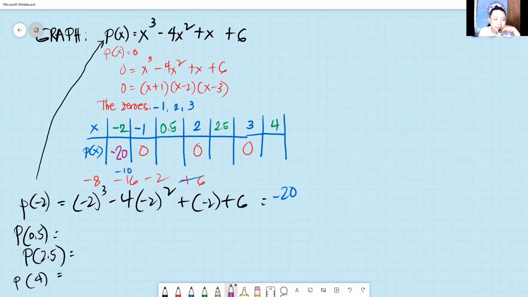Good. Now, solve for the remaining values of P of 0.5, P of 2.5, P of 4. Go. Type. Hindi ako marunong gumamit nito. Game. Press it in your calculator as I prepare our Cartesian plane. I'll wait for your answers.